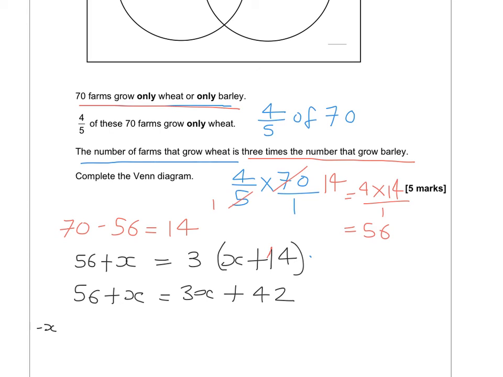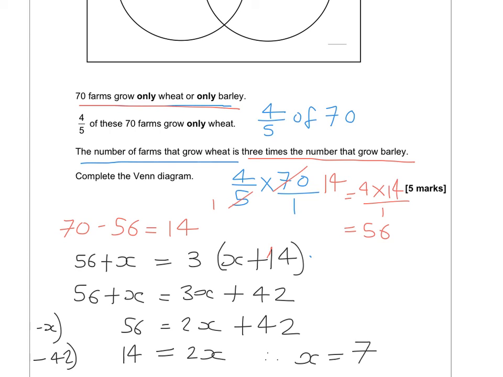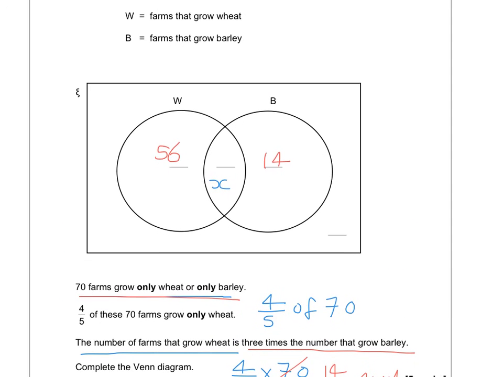56 plus x is equal to 3x plus 42. Subtract x from both sides. 56 is equal to 2x plus 42. Take away 42 gives us 14 is equal to 2x, so x is equal to 7. So this tells us in the centre of the Venn diagram we have 7 farms which grow barley and wheat.